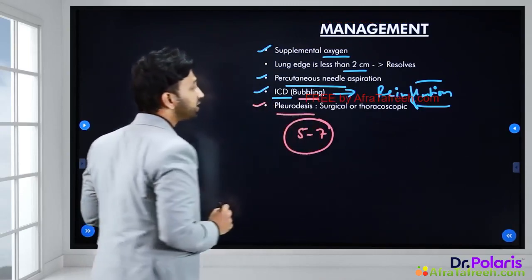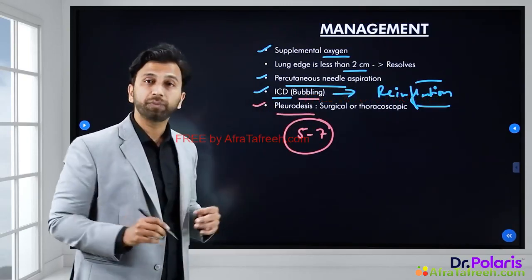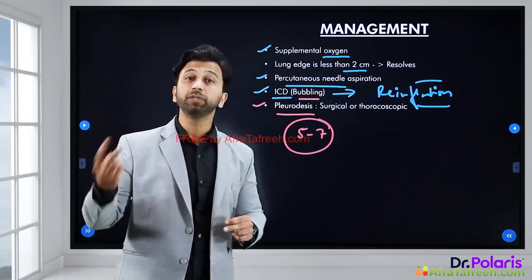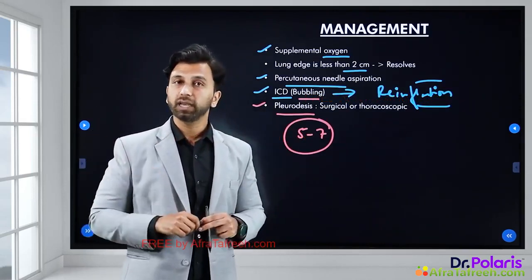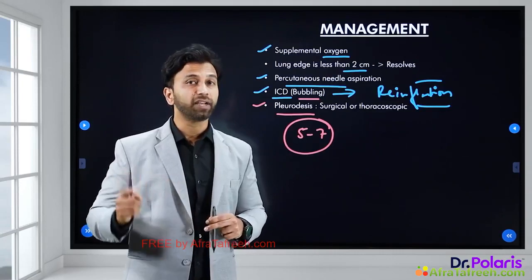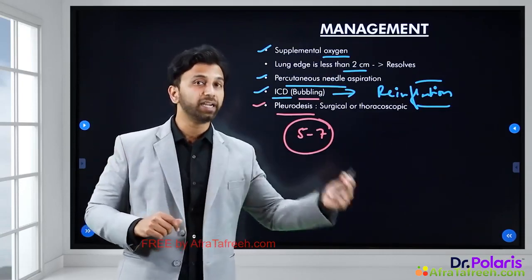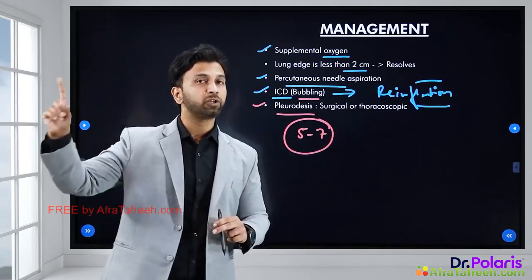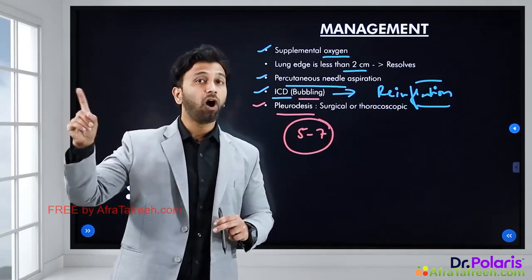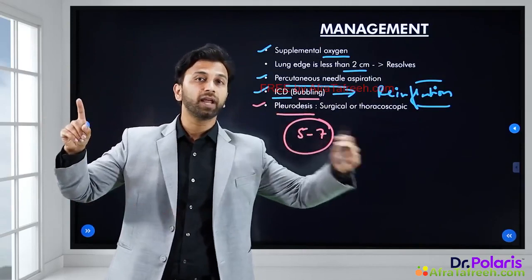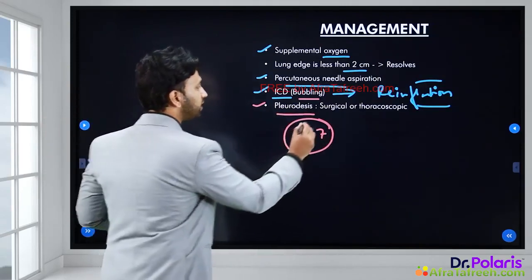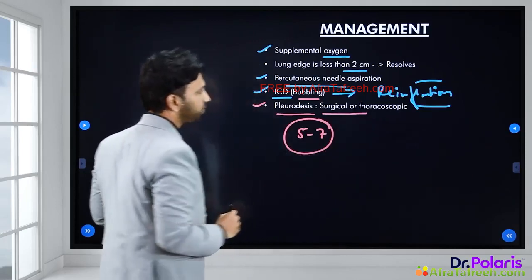And consider surgical pleurodesis or thoracoscopic pleurodesis in an individual who is having a second episode of pneumothorax, and an individual who is having a first episode of secondary pneumothorax. So an individual who is having a first episode of secondary pneumothorax, or a second-time pneumothorax in any individual, gives you a green signal to do a surgical pleurodesis.